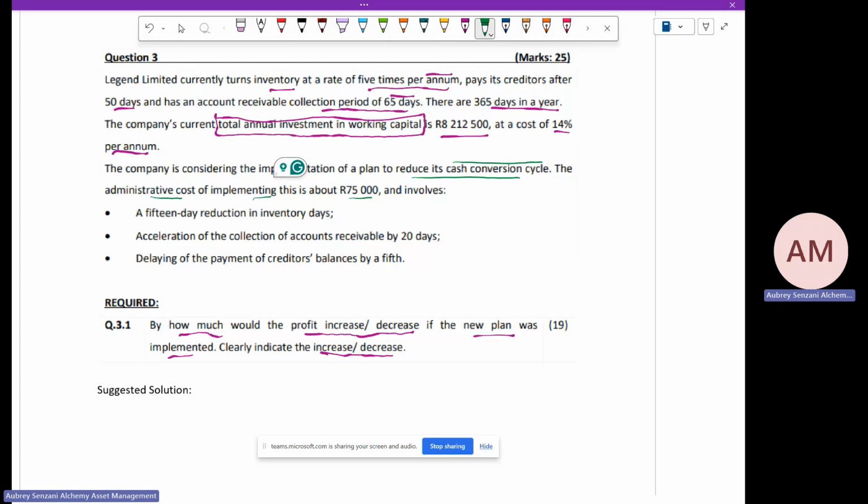So it's going to cost us more to implement this, and it involves a 15-day reduction in inventory days. Acceleration of the collection of accounts receivable by 20 days. So we're going to reduce our accounts receivable collection period by 20 days, and then delaying the payment of creditors balance by 15 days.